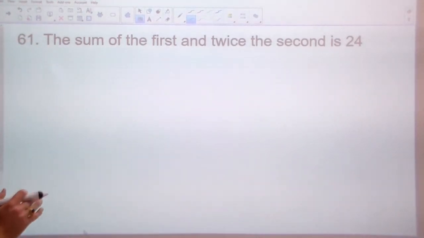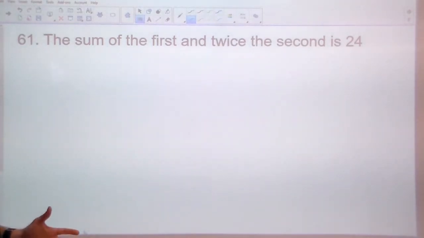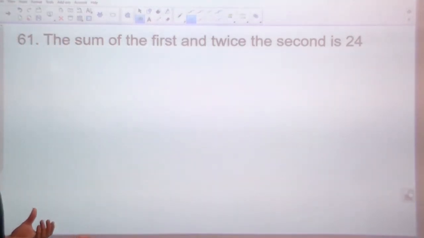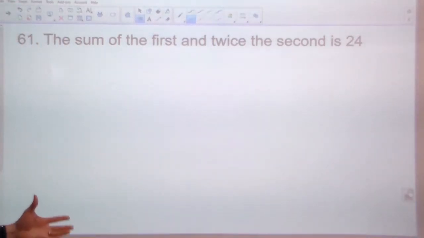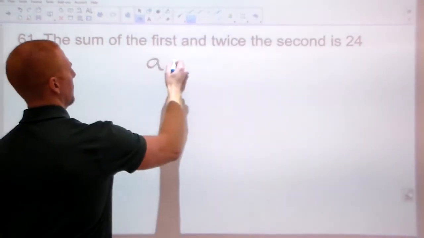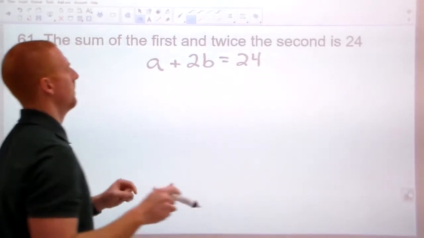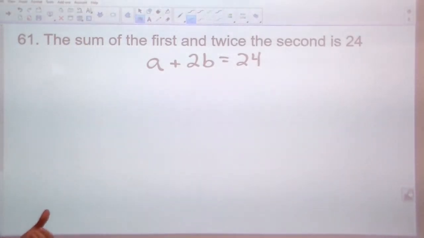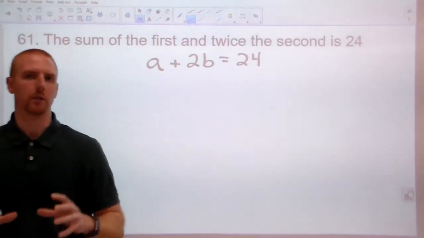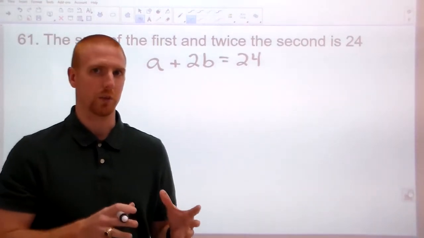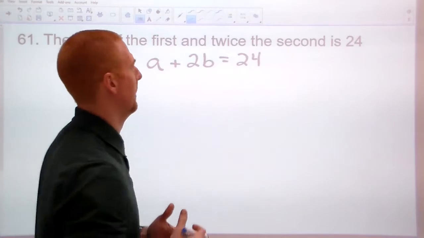So 61, these are kind of tricky, but the sum of the first and twice the second is 24. So it's telling you there's two numbers. I'm just going to call them A and B. So the sum of the first and twice the second is 24. Now in the directions it said that you're trying to maximize the product of these two numbers. And it may have not been super clear that's what they were asking for, but that's what it was saying.